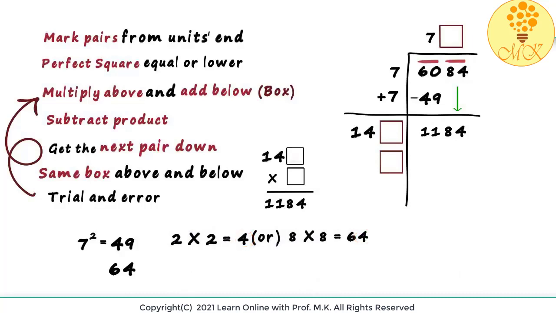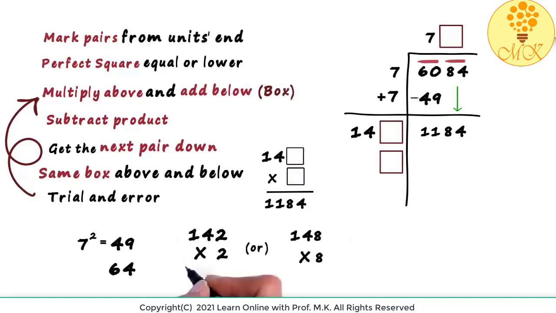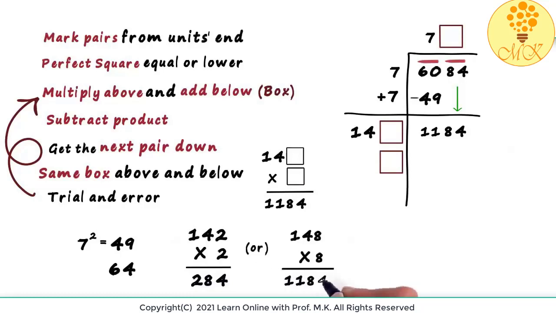It will either be 142 times 2 or 148 times 8. The digit in the box will either be 2 or 8. The first product gives us 284 and the second product gives us 1184. Exactly what we wanted. The digit in the boxes will be 8.